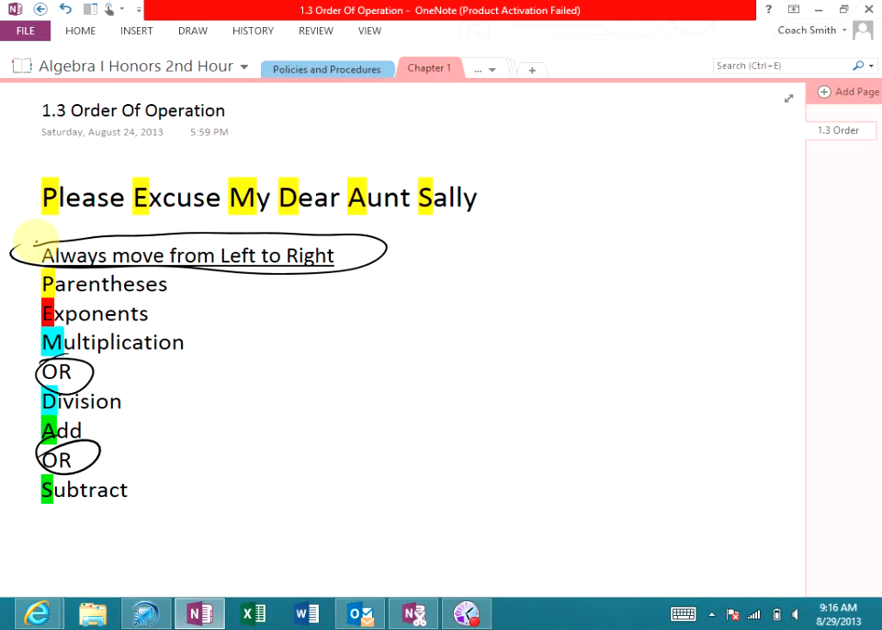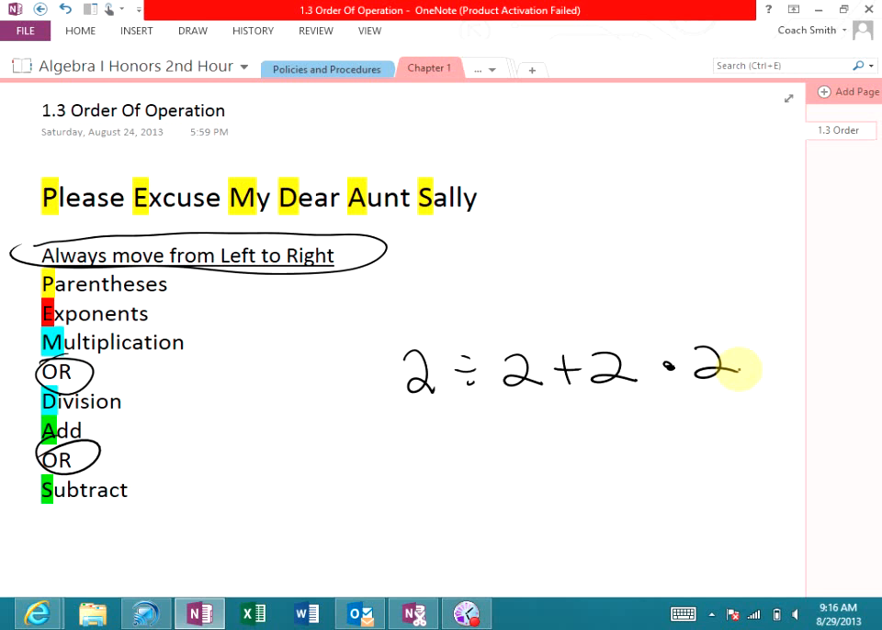So, for example, if I had this problem here, let me see if I can find one with multiplication and division. Okay, nope, I can't. So I'm going to have to make one up on my own. All right, let's look at this. Let's say I had 2 divided by 2 plus 2 times 2. Fairly simplistic problem.